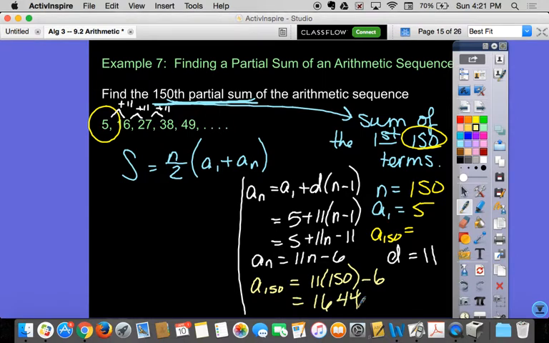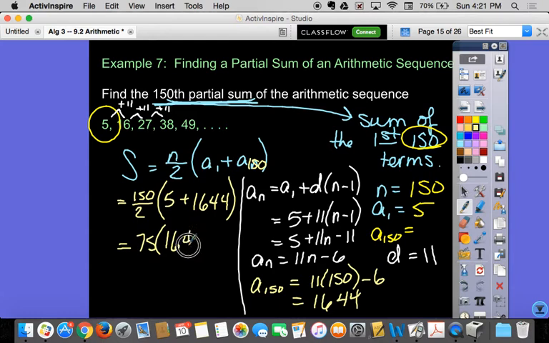So let me scoot over here. I think we're ready to go. We know what n is. That's 150. We know a sub 1. That was 5. And now we know a sub 150: 1644. We're good to go. So this is going to be 75, and this is going to be 1649. Again, I do not know that. I need a calculator. So let's take 75 times 1649. Woo! 123,675.